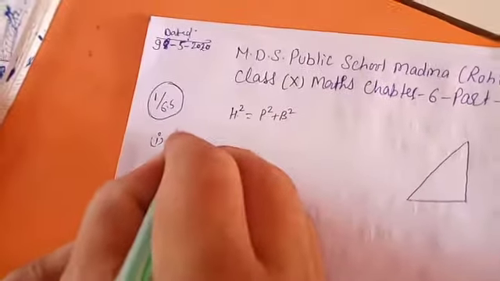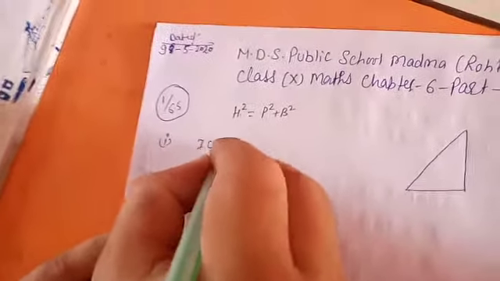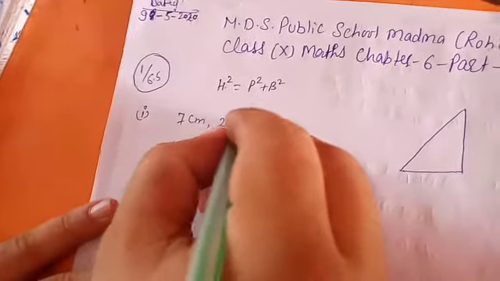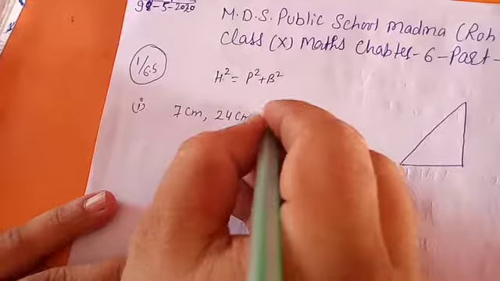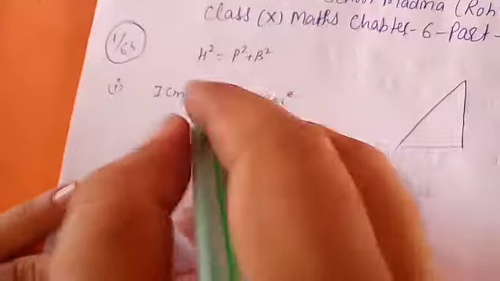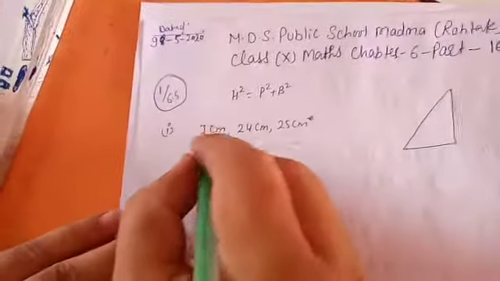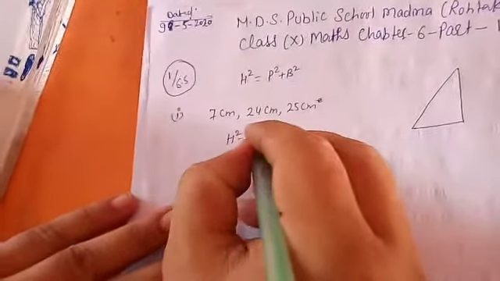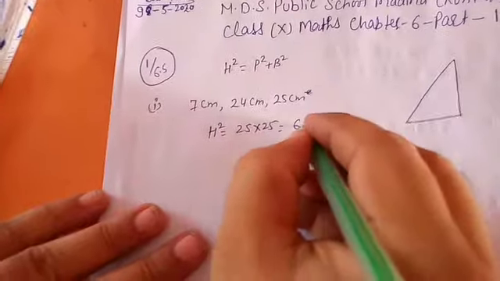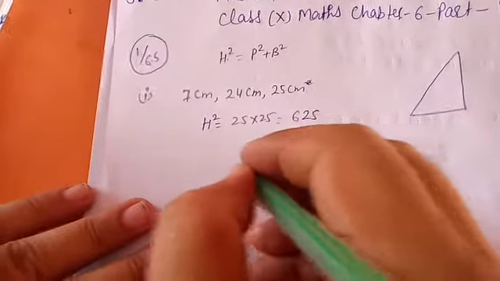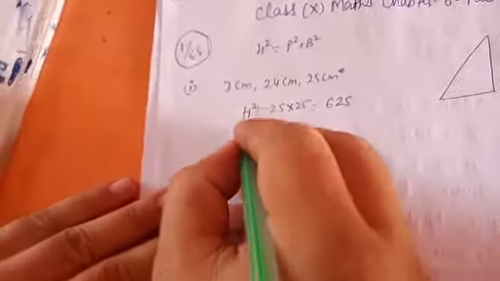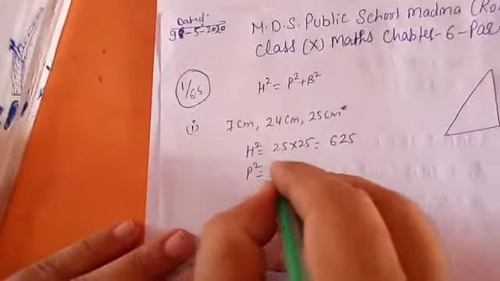So one side is given 7 centimeter, another 24 centimeter, another 25 centimeter. So which is the biggest here? 25. So for 25 you can say h square is equal to 25 into 25, which is equal to 625. Yes or no? Now another side, perpendicular, you can think 24.